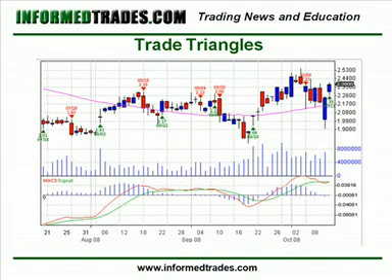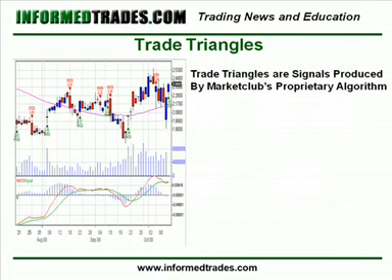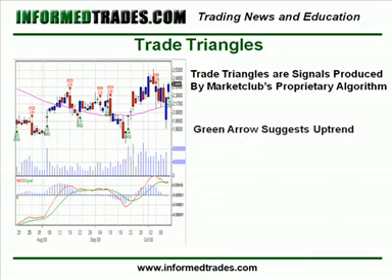Once you have done this, you can also click to place the Marketclub trade triangles on the chart, which I've done here, which are designed to show you where the trend is and potential points for entering and exiting the market. So what exactly are trade triangles? The trade triangles are signals produced by triggers of Marketclub's proprietary algorithm. These red and green triangles signify changes in trend on a quarterly, monthly, weekly, and daily basis. Green triangles suggest a positive trend, and red triangles suggest a negative trend.